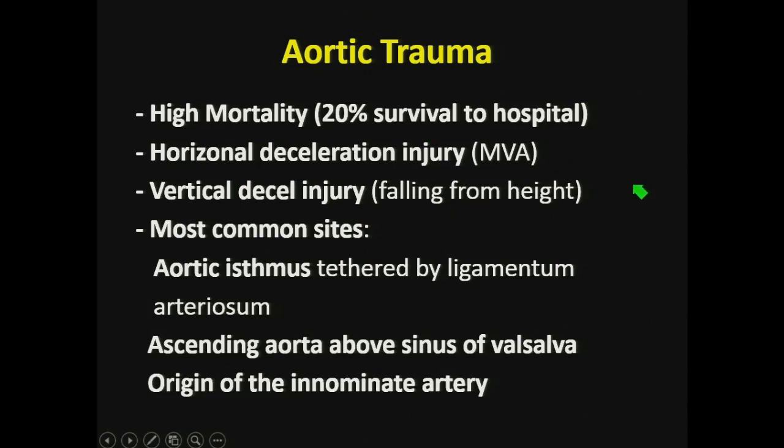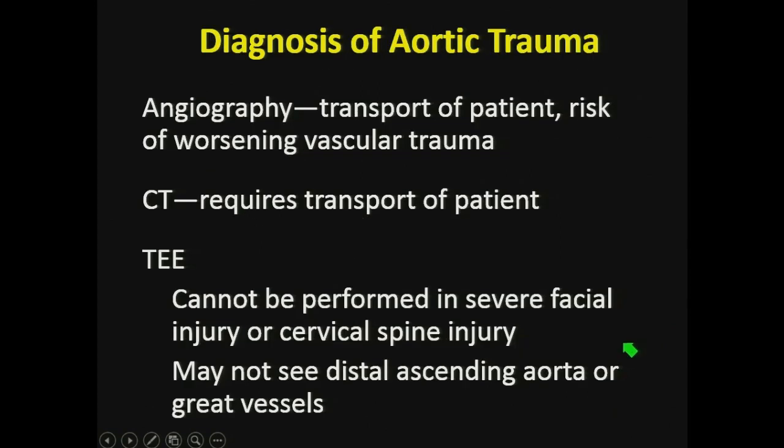The aortic isthmus near the ligamentum arteriosum is the common site. And even for the ascending aorta, the area immediately above the sinus of Valsalva and the origin of the innominate artery. These are the usual sites. Obviously, we are not going to be doing an angiogram.